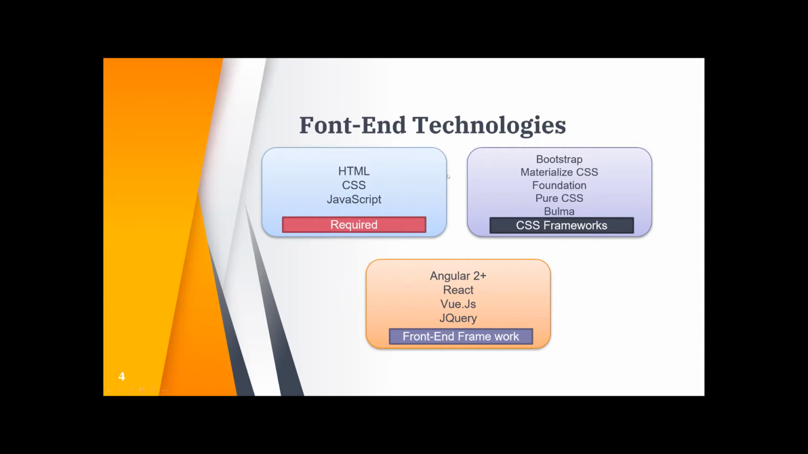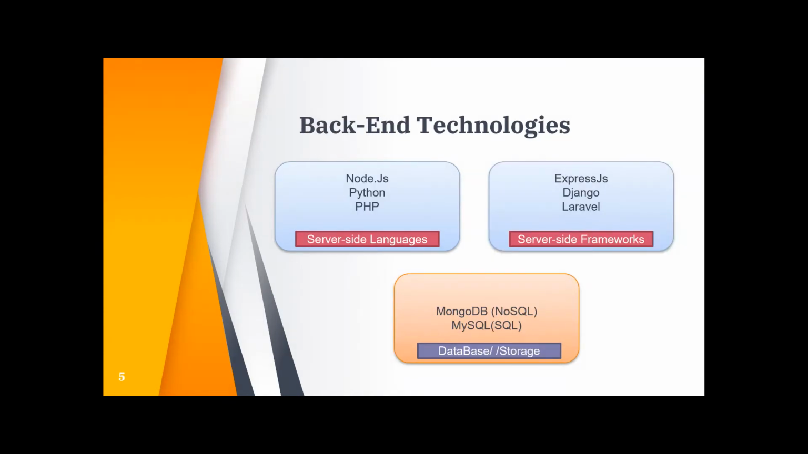So if you're planning to be a front-end developer, as I said, HTML, CSS, and JavaScript are required. You're probably going to need to know one or more of the CSS frameworks, and one is enough from the front-end frameworks. Now, what about the back-end technologies? You have a server-side language. For example, we have Node.js, Python, and PHP.